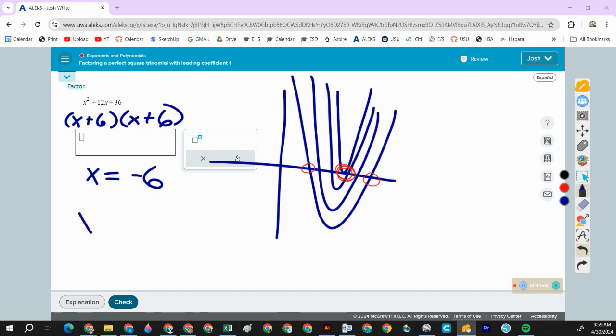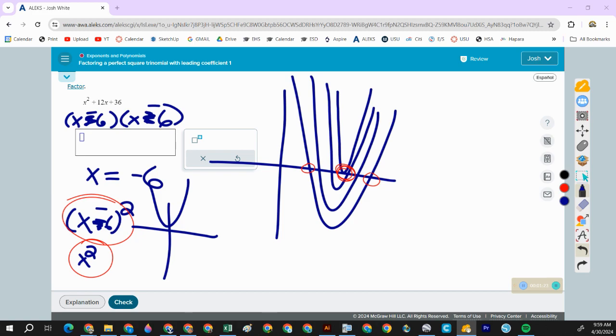So I could graph this as x plus 6 squared, and that's just the graph x squared. Oh, should be negative 6. Let's change these to minuses. That is the graph of x squared that has shifted to the right 6 units. So this is what x squared looks like. And if I shift it to the right 6 units, now I have a bounce.